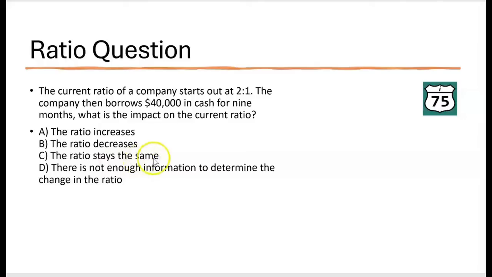So maybe you're thinking, C, the ratio stays the same. Because current assets would go up by $40,000. Current liabilities would go up by $40,000. Both numerator and denominator would go up by the same amount. Why would the ratio change?